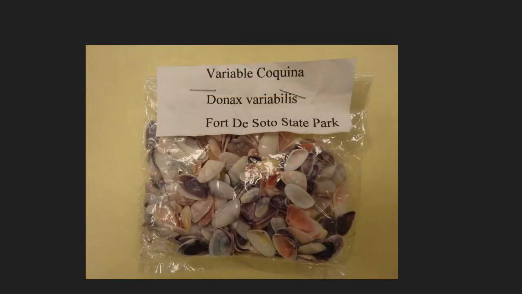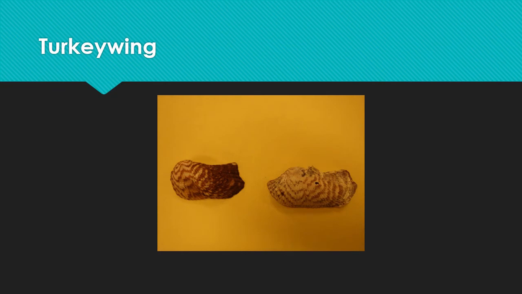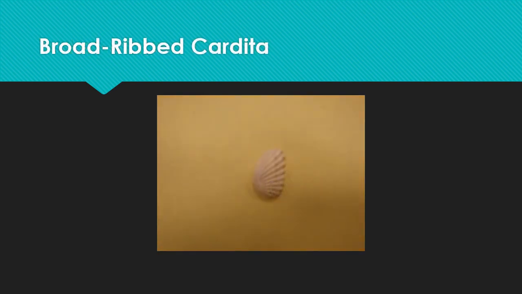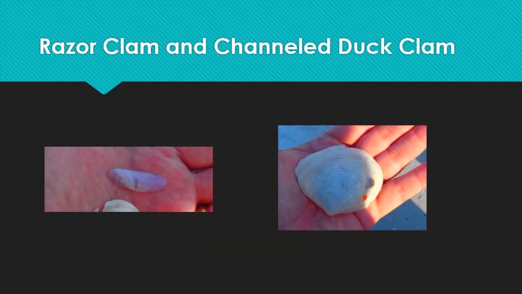Coquinas live in the surf zone and they're constantly being washed up and then they dig back into the sand. They are the sign of a healthy beach. The turkey wing is kind of a nifty looking shell that we often find washed ashore. And the cardita, again meaning heart because many shells resemble a heart, is also found washed ashore quite a bit. Here is the razor clam, which is rare, and the channeled duck clam, which is rather common.